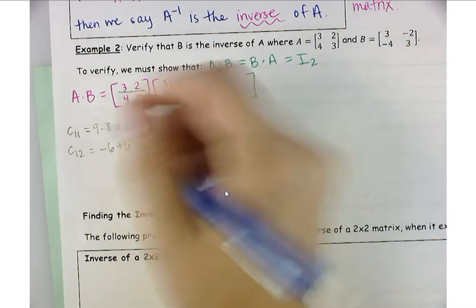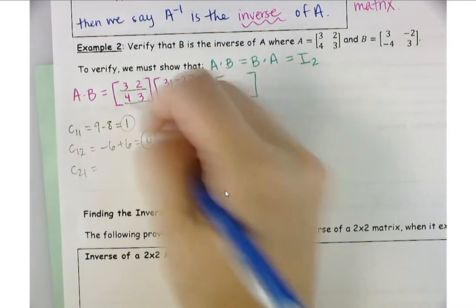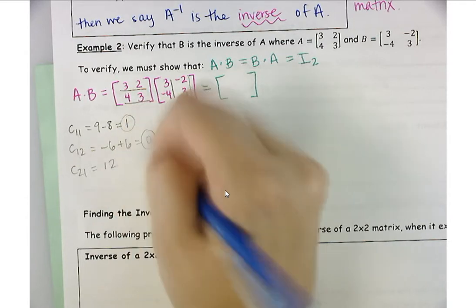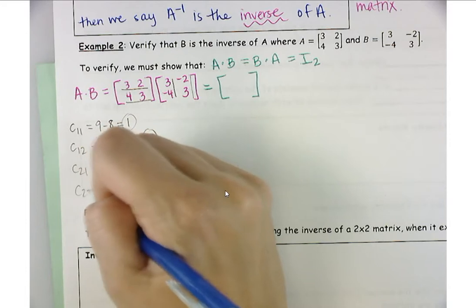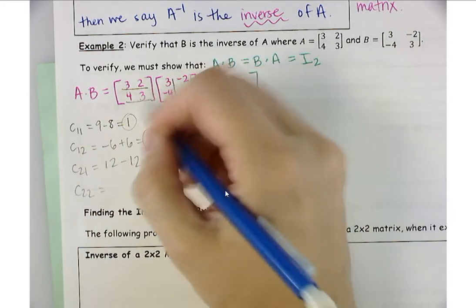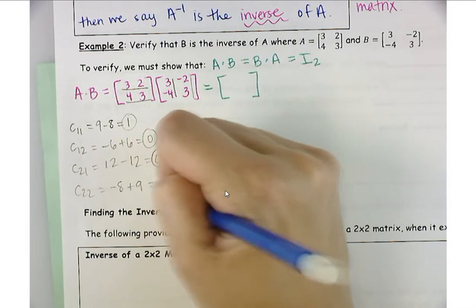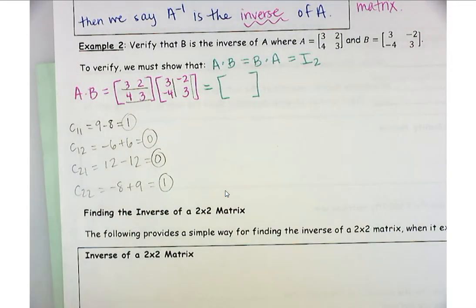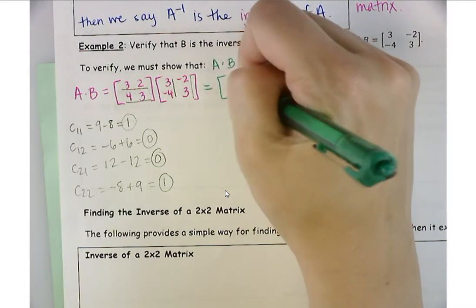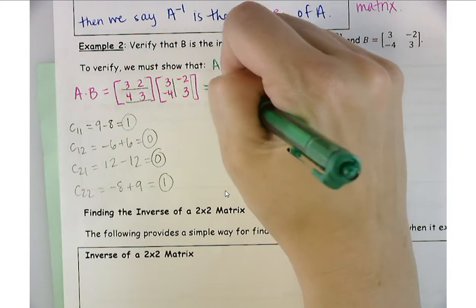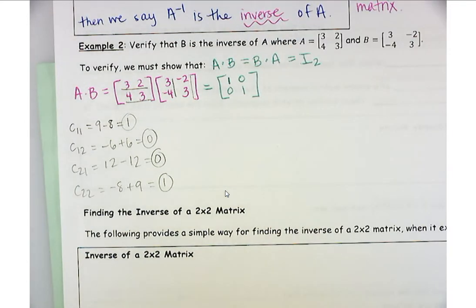And now I can go to the second row, first column. So 4 times 3 is 12, and 3 times -4 is -12. And then I have 4 times -2, which is -8, plus 3 times 3, which is 9. That will give me 1. So the first row, first column is 1. First row, second column is 0. Second row, first column is 0. Second row, second column is 1.